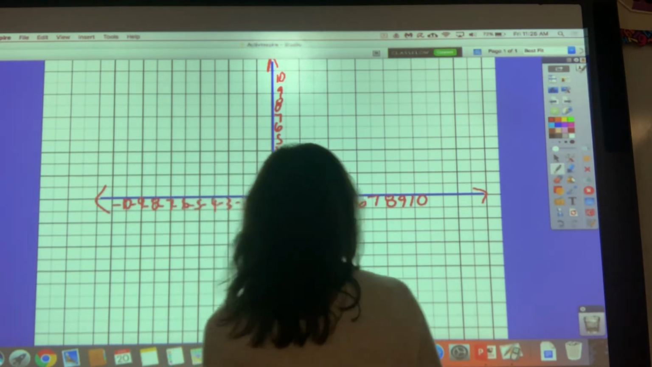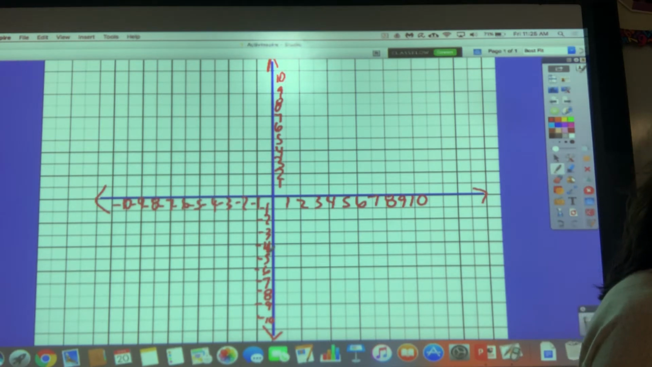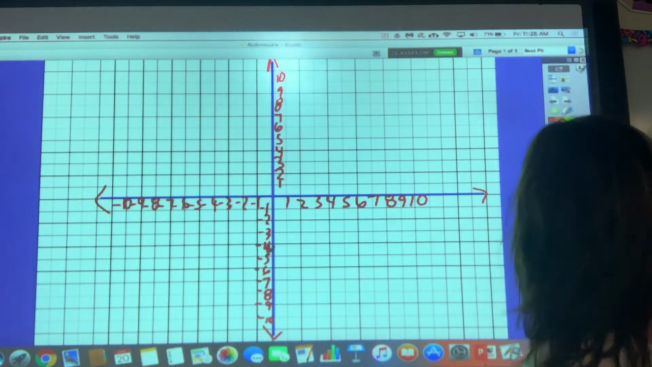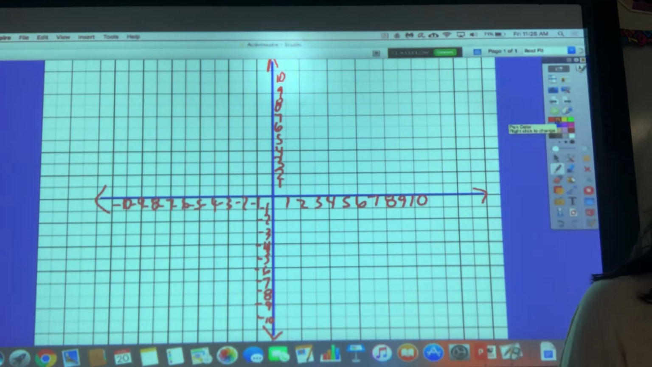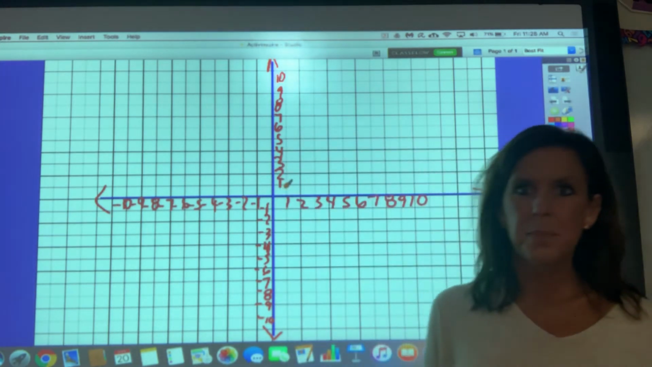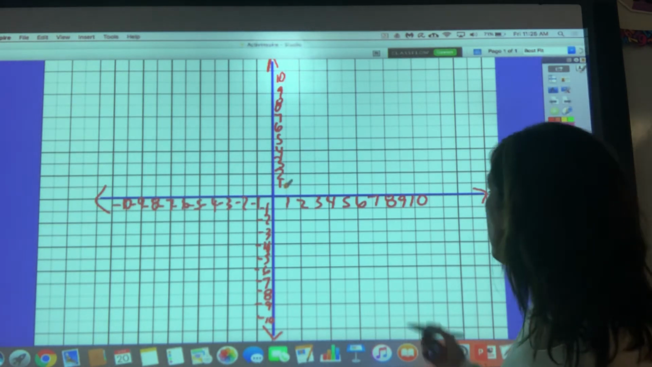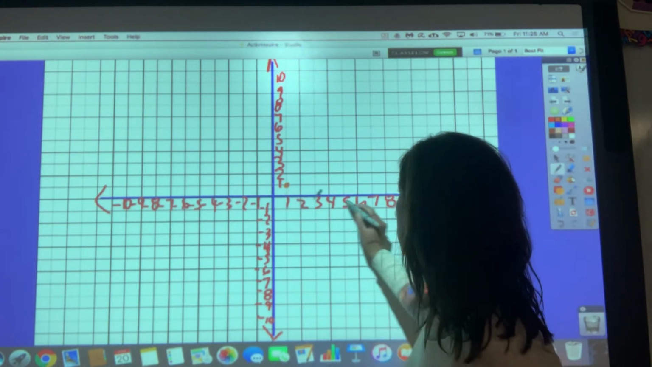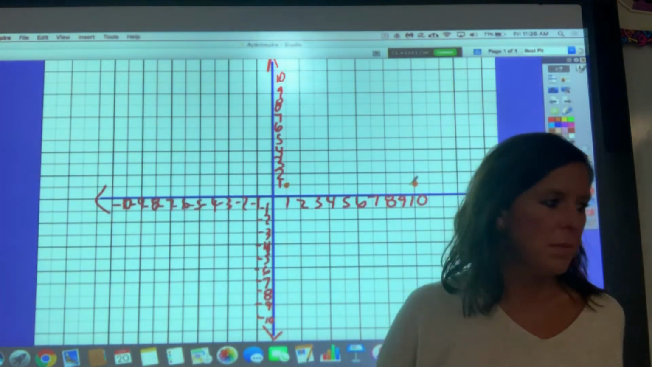Okay, so we are going to put some trapezoids on the coordinate plane. Let's see, for our first one, let's do this one. Your first point is going to be 1, 1. Over 1, up 1. Our second point is going to be 10, 1. Over to 10, up to 1. So 1, 1 and 10, 1.